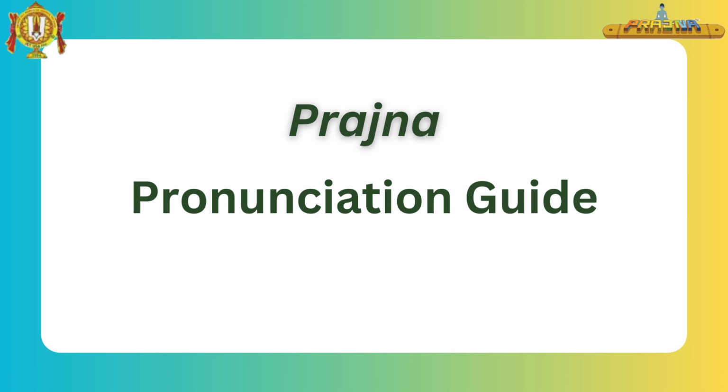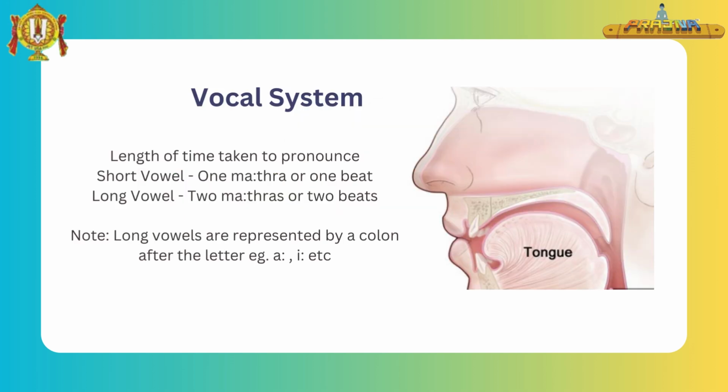Jai Sriman. Let us now learn how to pronounce the Sanskrit alphabets. Sanskrit alphabets are grouped by the structure of the vocal system and how the tongue is placed to pronounce them. Let's start with the vowels.